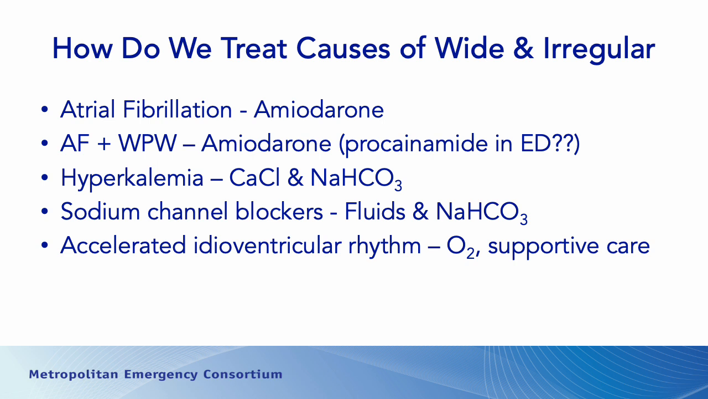So how do we treat causes of wide and irregular tachycardia? For atrial fibrillation, for our protocol, I am comfortable using amiodarone. For atrial fibrillation and WPW, again, I'm comfortable using amiodarone, although the preferred drug in the emergency department is procainamide. If you have a patient who's hyperkalemic with some wide, bizarre-looking QRS waves, our treatment for hyperkalemia is calcium and sodium bicarbonate. That's why we have it in our cardiac arrest protocol for dialysis patients. Those patients tend to be hyperkalemic. We treat hyperkalemia with calcium and sodium bicarbonate.